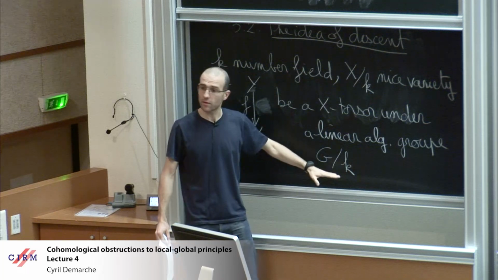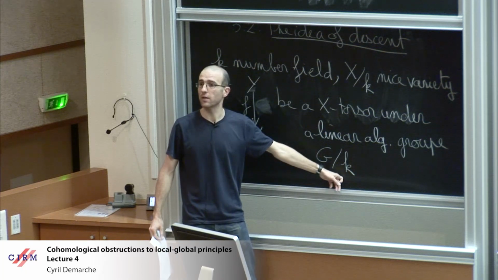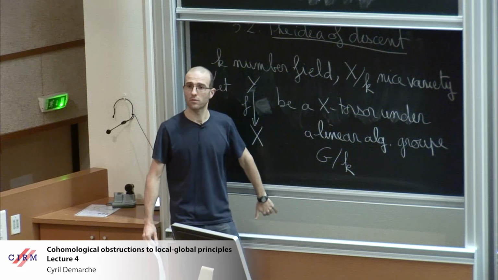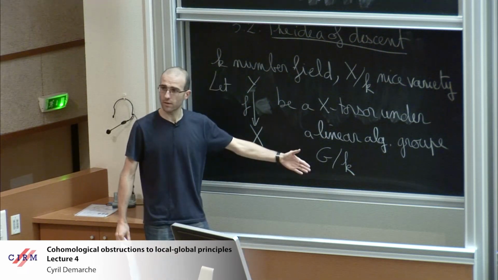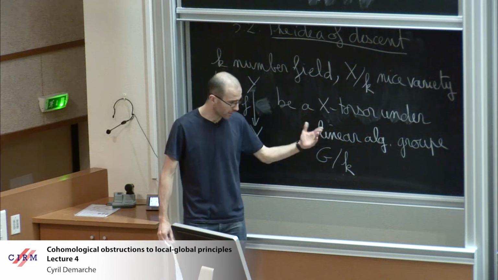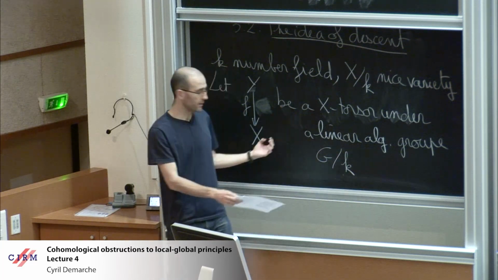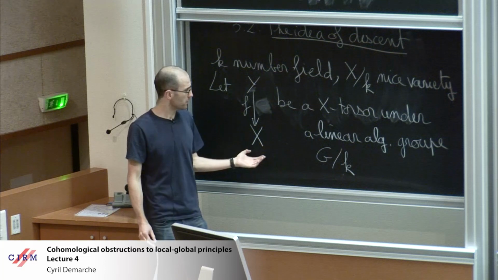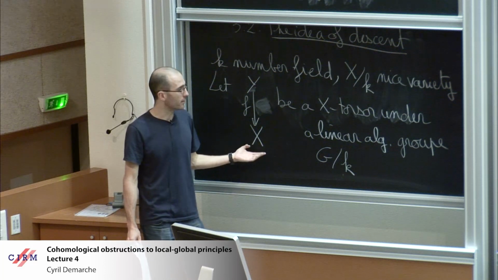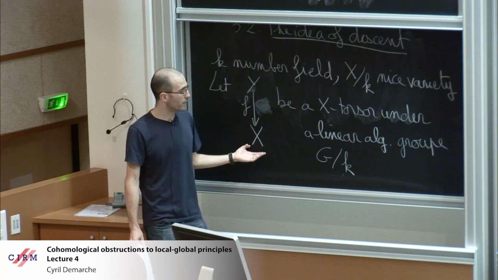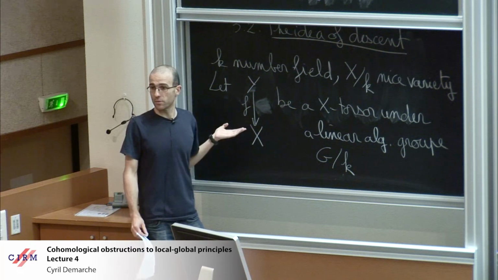So here I will only consider X-groups that come from the field K, so constant X-groups. So for instance, GLn, PGLn, and so on. So you take a constant K-group, and you extend it to X by the structure morphism, so you get a group scheme over X, and you can consider torsors under this group scheme, okay?